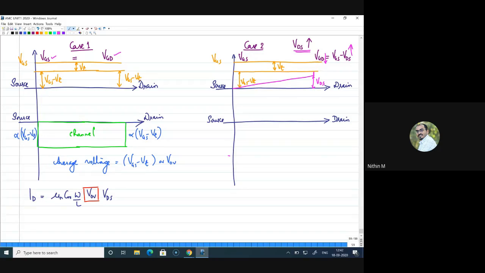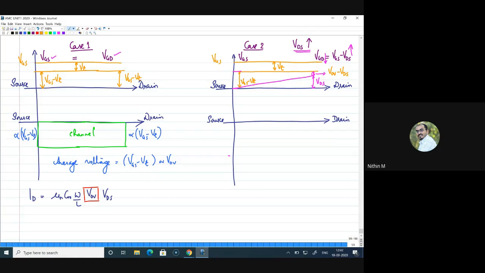VDS is coming into the picture. Since VDS is increasing, the effective voltage, which initially was this much, is reducing because of the increase in VDS, and whatever is available is only this much. What is that voltage? Now I will write that term here. This is equal to VOV minus VDS. I think someone asked this question, Karthikeya, right? Why is that voltage not considered as VGS minus VT minus VDS? Yes, I am considering that now.